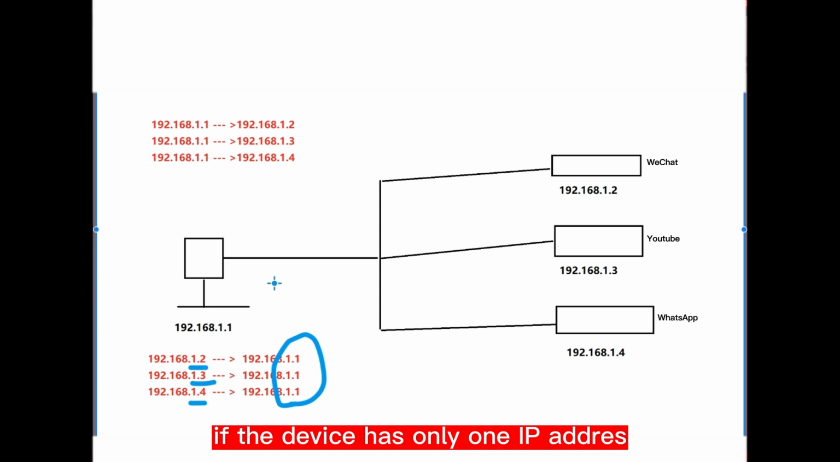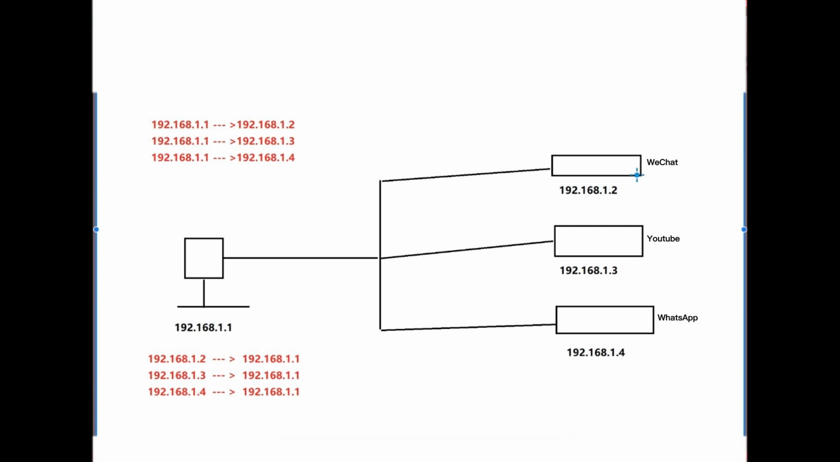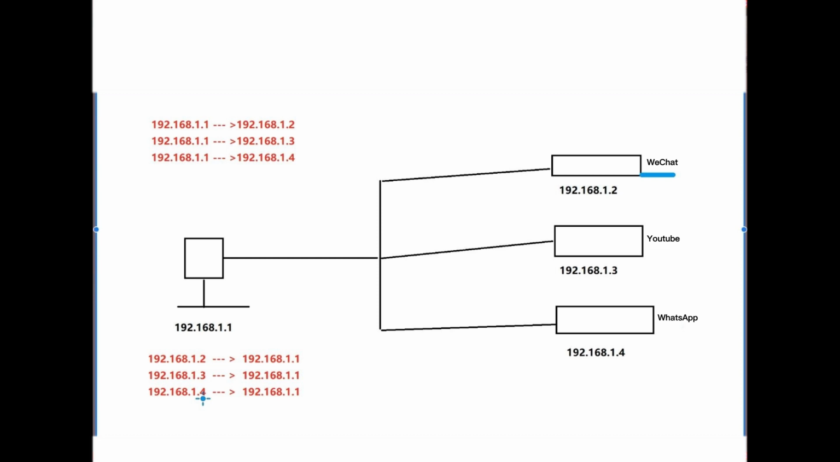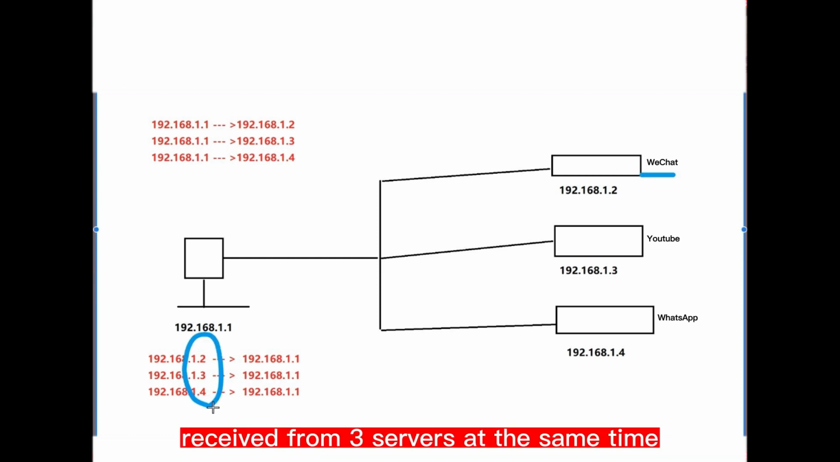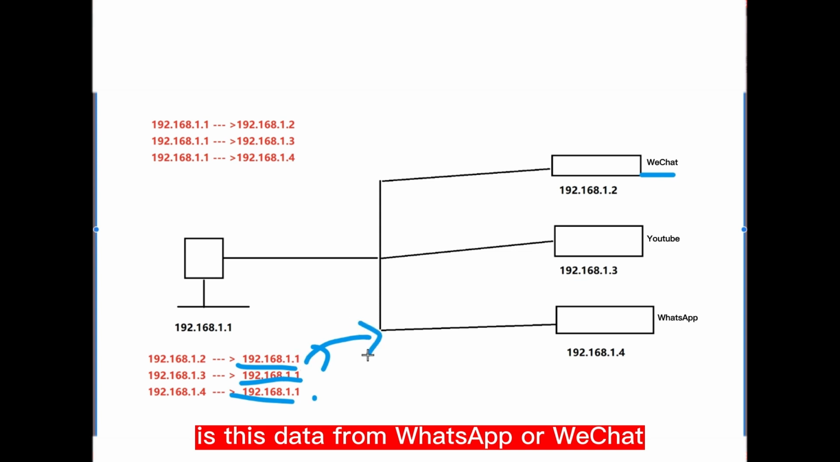If the device has only one IP address as an identifier, then here comes the problem. How exactly does the device find what application this data corresponds to? For WeChat, the device initiates a data request, WeChat replies to it, no problem. But the device receives replies from 3 servers at the same time. Is this data from WhatsApp or WeChat? Is this data from YouTube or WhatsApp? I can't just say the WhatsApp data should be put in WeChat for processing.